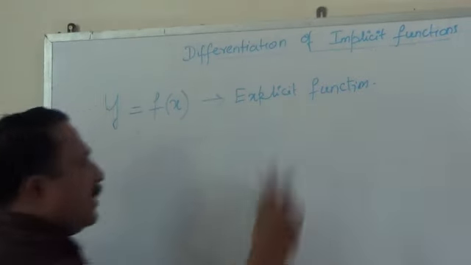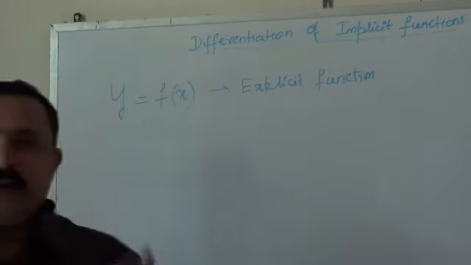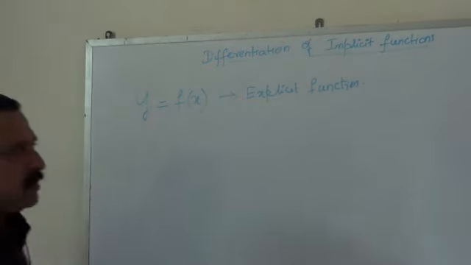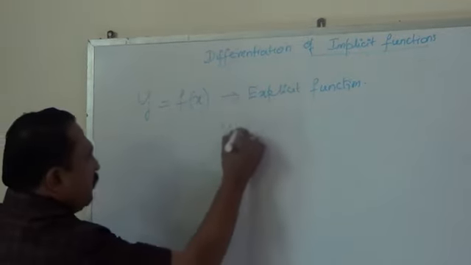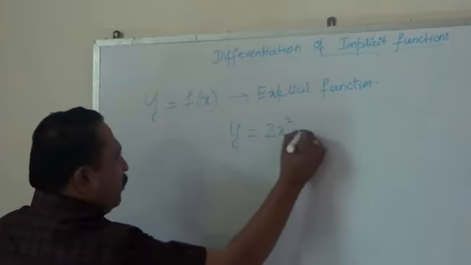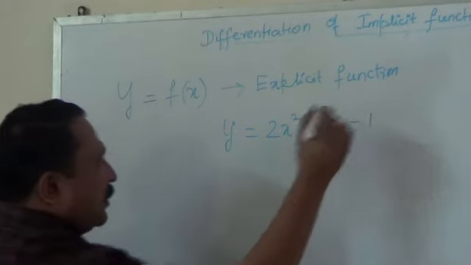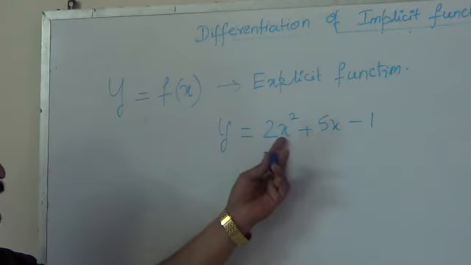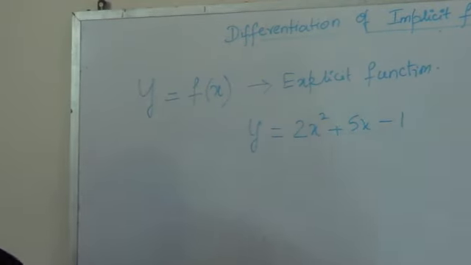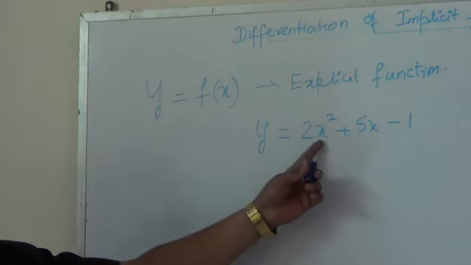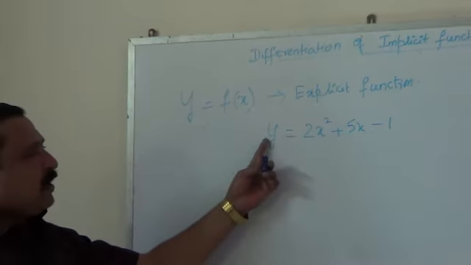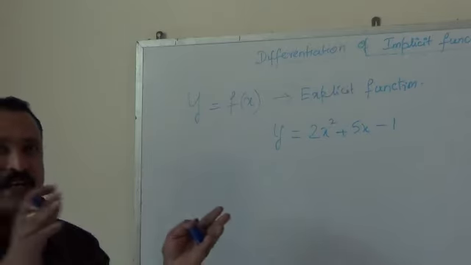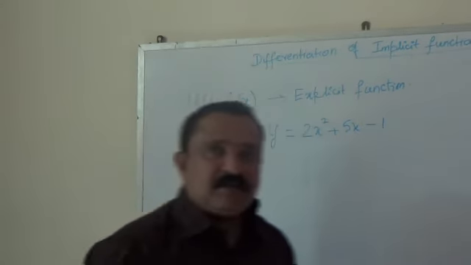You know what is the meaning of the word explicit? Explicit is something which is very clear. For example, if I take the function y is equal to 2x squared plus 5x minus 1, in this function, we can easily understand that x is one variable and y is another variable, and x is the independent variable and y is the dependent variable. The two variables are very clear, and that's why it is called as explicit function.